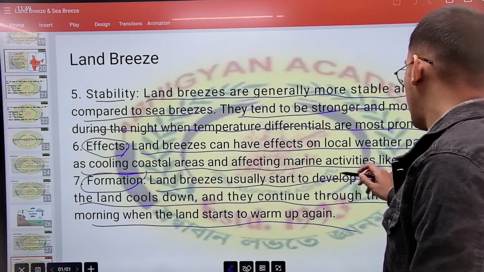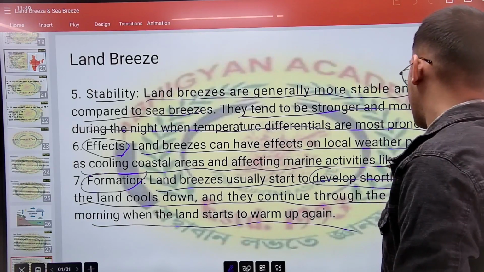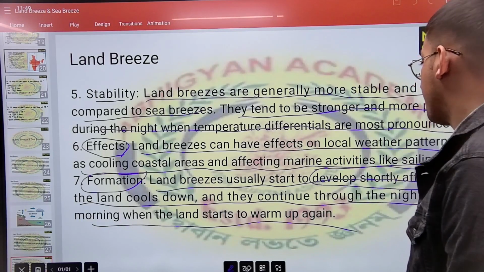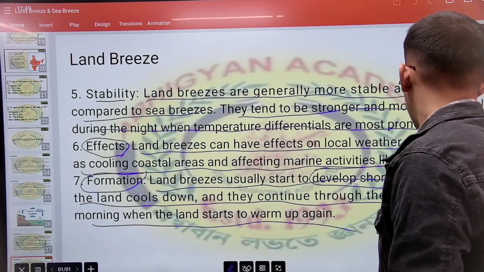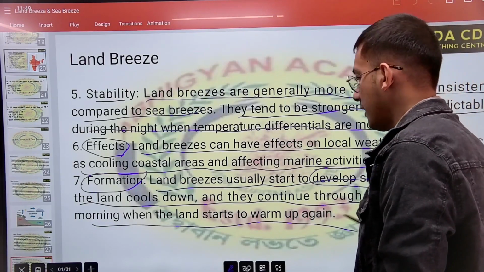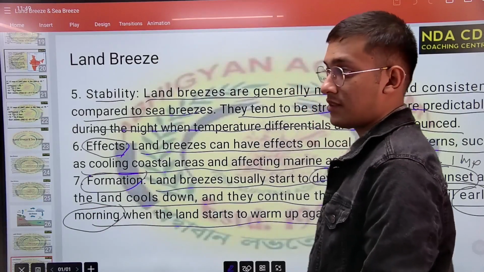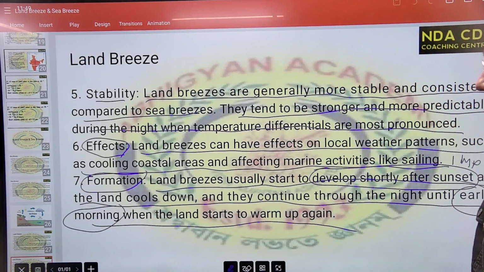So they start to develop after sunset. This is an important point here: after sunset, and it stops at early morning. Stops at early morning, starts after sunset. These are your points for land breeze.